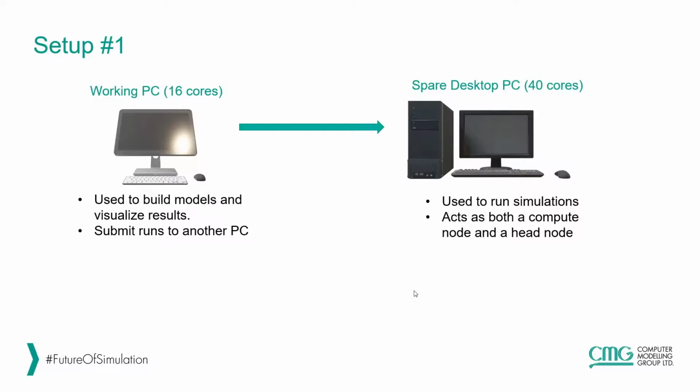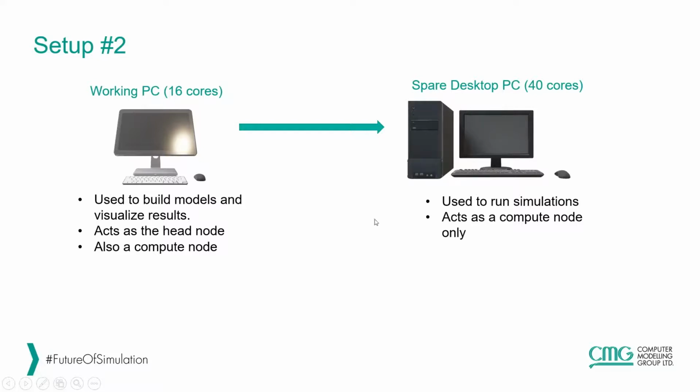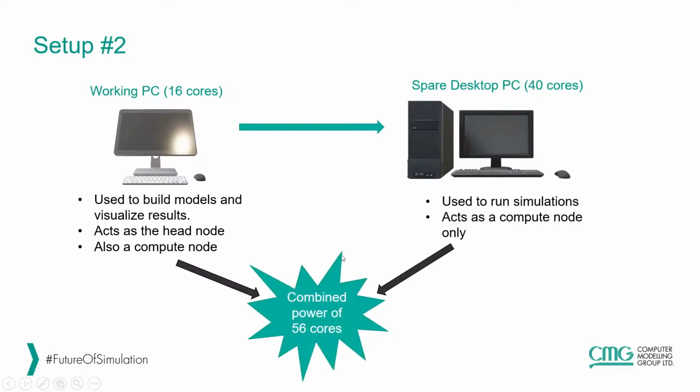Now I want to show you the second setup, which is a variation from the first setup, in which I want to utilize both the cores of the working PC as well as the spare desktop PC. What that will give me in total is a combined power of 56 cores. So that means I will be setting this PC as my head node and setting this as the compute node under it. And I will submit jobs to this PC as a head node, which can then distribute the jobs to either the spare desktop PC or the working PC. Let me show you that.